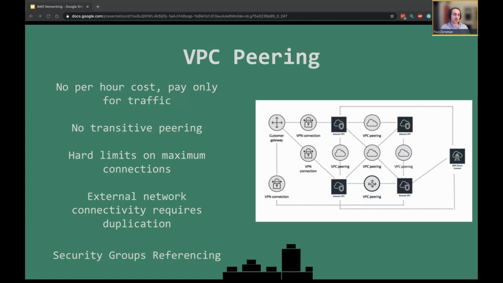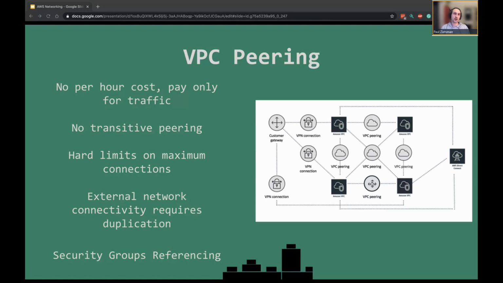Even though there are hard limits on the number of connections, individual peering connections don't have bandwidth limits. So you're restricted by the instances, like the ENIs and the bandwidth they can handle, but the connection itself doesn't have a bandwidth limit, which is pretty cool. So if you have to do high bandwidth comms, VPC peering might be a good way to get there.